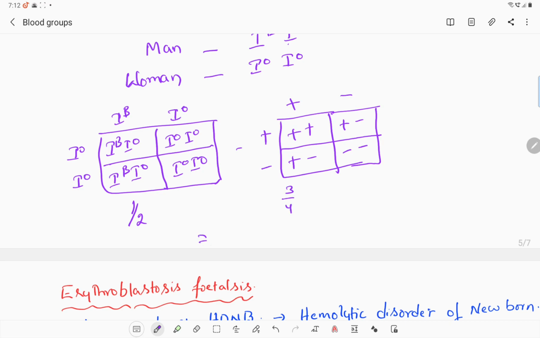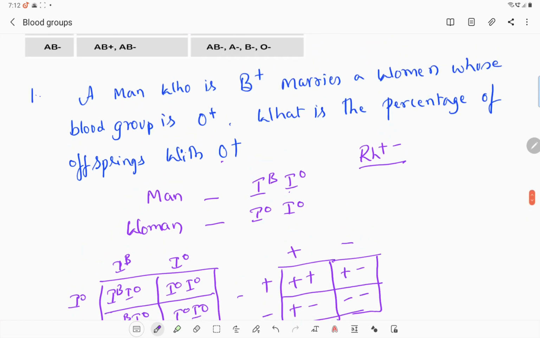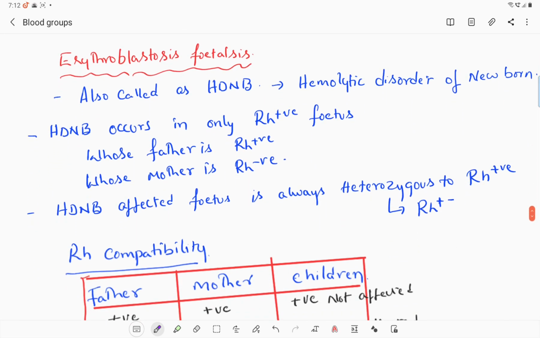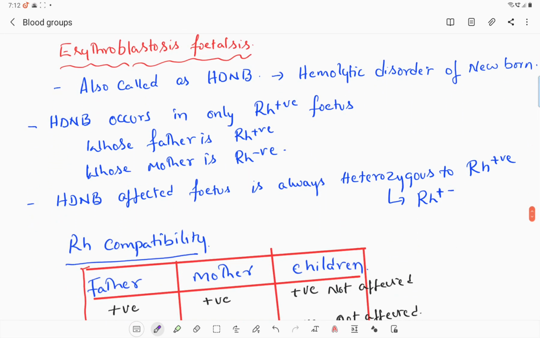So the percentage of offsprings with O positive is 1 by 2 into 3 by 4, that equals 3 by 8. If you take the percentage of offsprings O negative, then O negative is only 1 by 4. Okay. So 1 by 2 into 1 by 4, that equals 1 by 8 is O negative. Okay. So that is about the problem, how to do that one. Now let us go for the next one, erythroblastosis fetalis. Erythroblastosis fetalis is also called HDNB, that means hemolytic disease of the newborn.